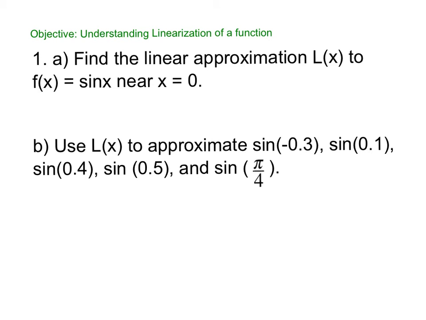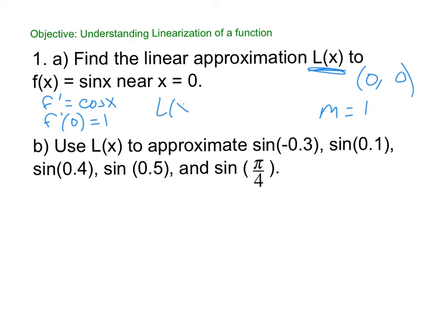Okay, so find the linearization, the linear approximation L of x, to f of x equals sine of x. So we're finding L of x, so we are finding a tangent line. For a tangent line, we need a point and we need the slope. So our x is 0, sine of 0 is 0, and then we need our slope. So what's f prime? Cosine. And then plug in your 0 to find your slope. We get 1. So the equation of our linear approximation, L of x, is just x, right? Slope is 1. All my other points are 0.